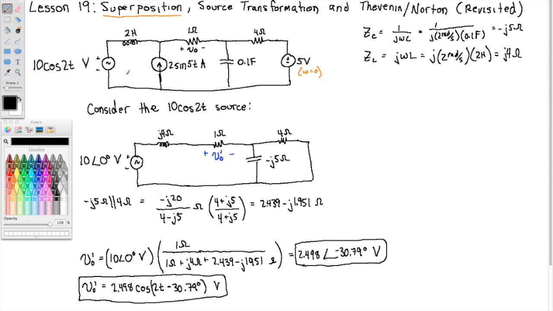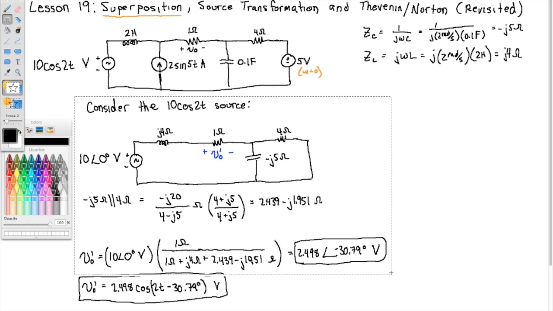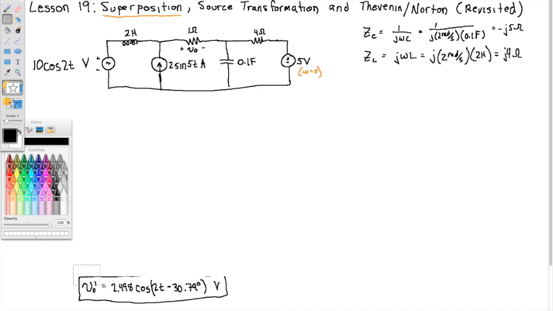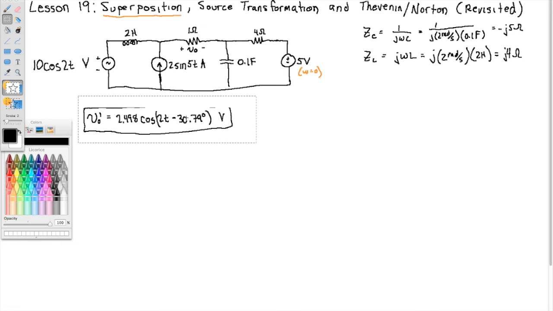Again, feel free to pause the video if need be, but I'm going to erase this to make some space. And we'll just keep the answer hanging around there. Okay, I'll move it there. Alright. Now, that was the contribution just due to the 2 rad per second source. Now let's find the contribution due to the 5 rad per second source, the current source there. So let me redraw this picture. Turn the voltage source on the left off, so that becomes a short.